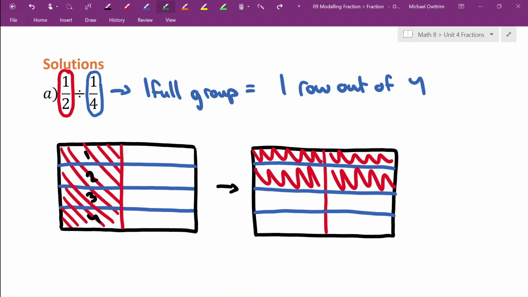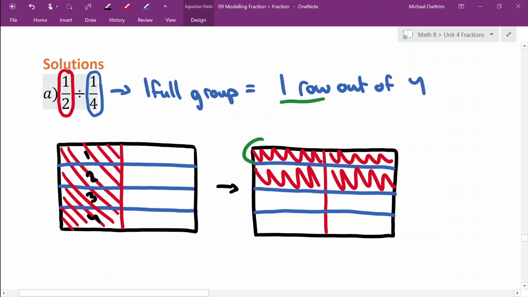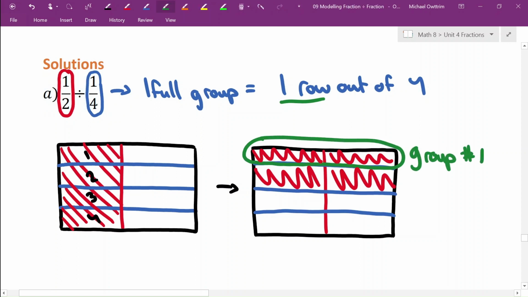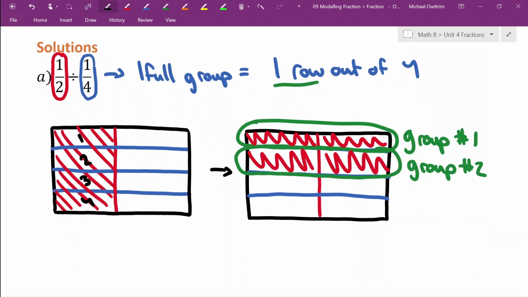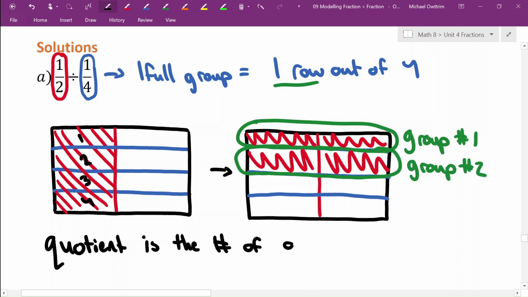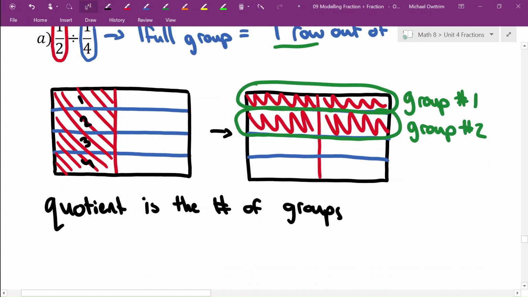Now, one full group is made by one row. So I'm going to circle one row, and that can be group number 1. And anytime I have a row, I can circle that, and that can be a group. So I actually have a second full group here. Now my quotient, if I'm treating my second number as the amount in one group, is the number of groups. And so I can say that 1/2 divided by 1/4 is equal to 2 whole groups. I have 2 fully filled in rows.